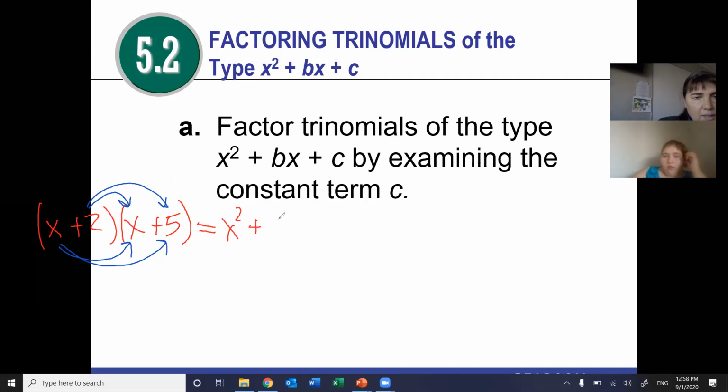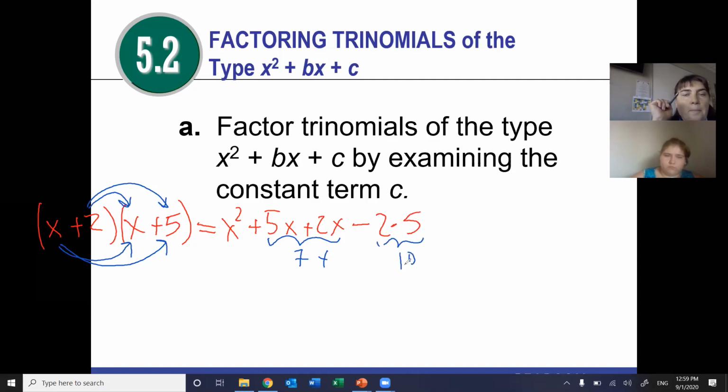Okay, actually, I'll do this. It's going to be x squared plus 5x plus 2x plus 10, right? Plus 2 times 5. Hold on, let me write this 2 times 5. But this is what Carissa got: x squared plus 7x plus 10, right? Because this is 7x, and this is 10. The reason I wrote it like this is so I can see something.